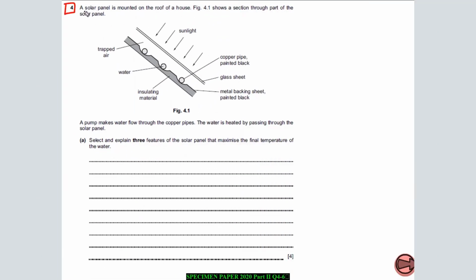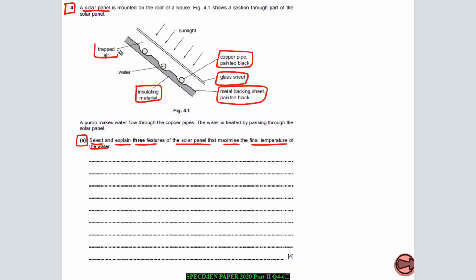Question 4, and this question is about solar panel. Question is simply asking us to select and explain features of the solar panel to maximize the final temperature of the water. Here is copper pipe that is painted black. We are also using sheet of glass, and here is also metal sheet that is also painted black. And insulating material we are using under copper pipe and air trapped.